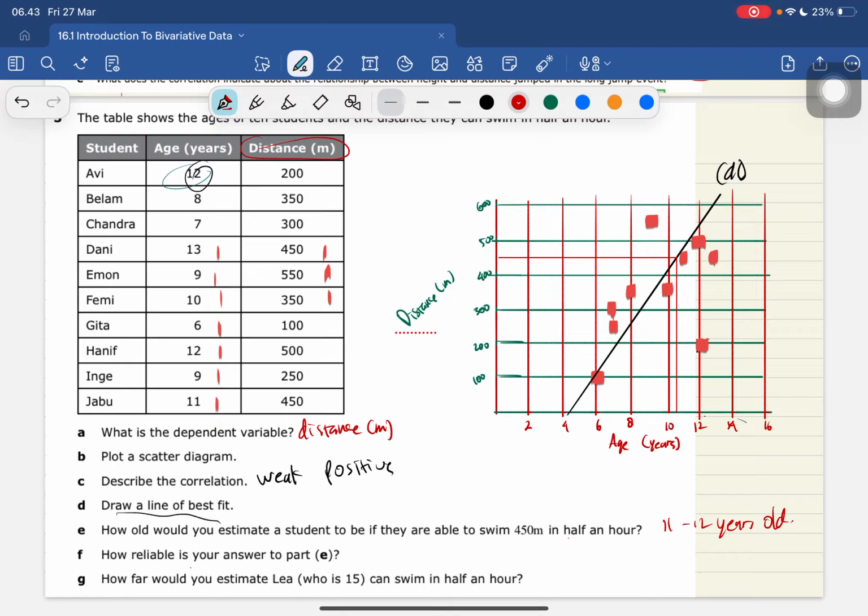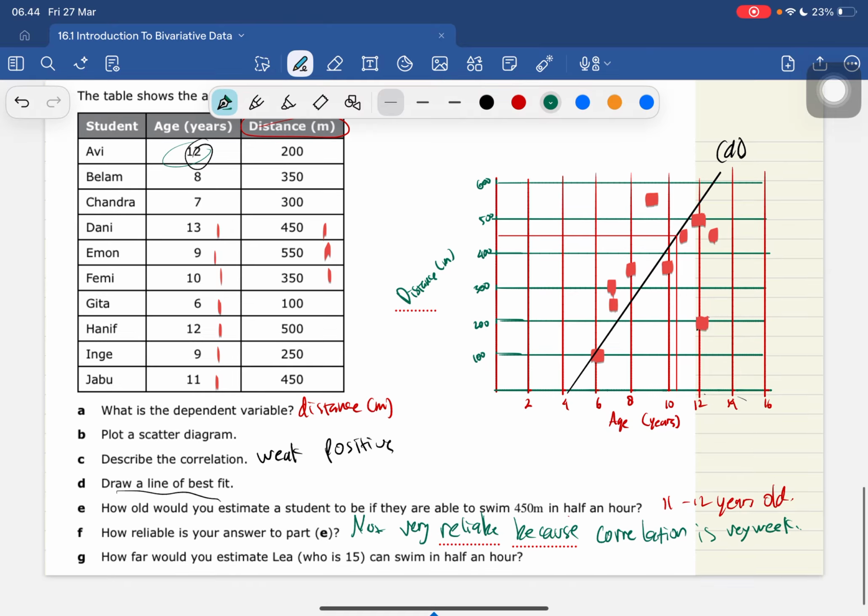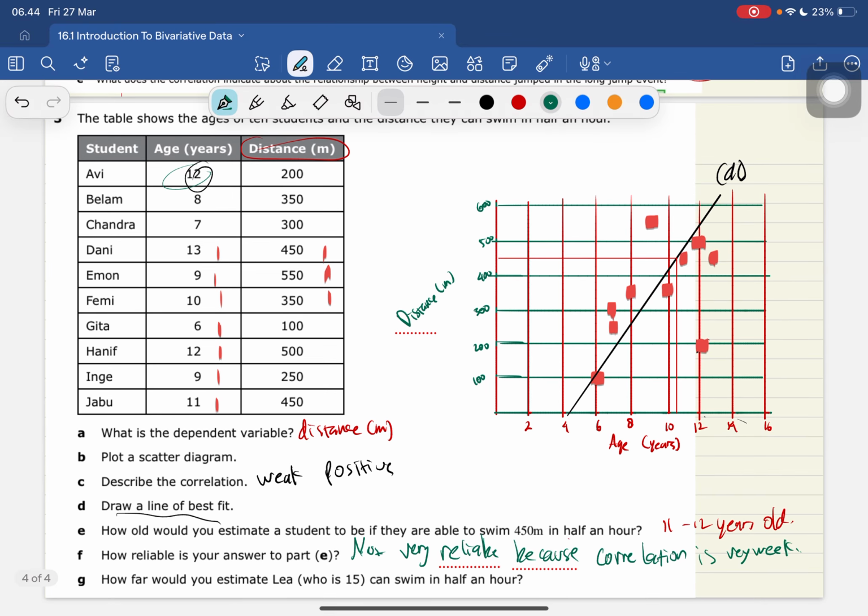So how reliable is your answer to part A? So actually this is not very reliable because the correlation is very weak. Okay, this is weak, not too close to each other.